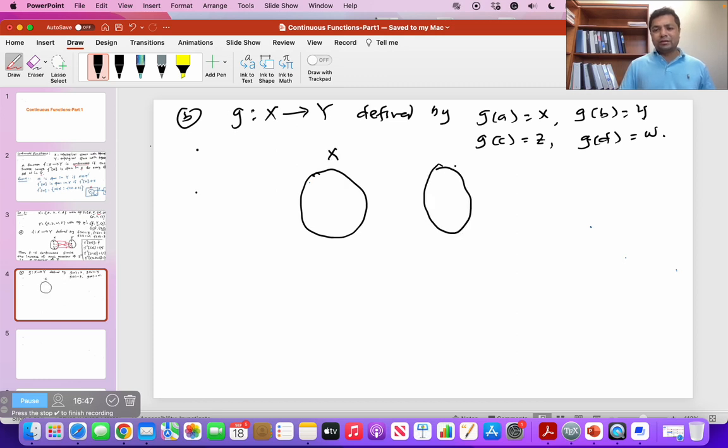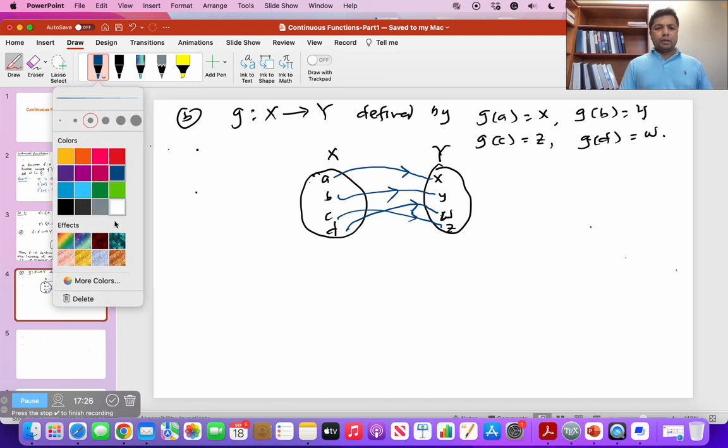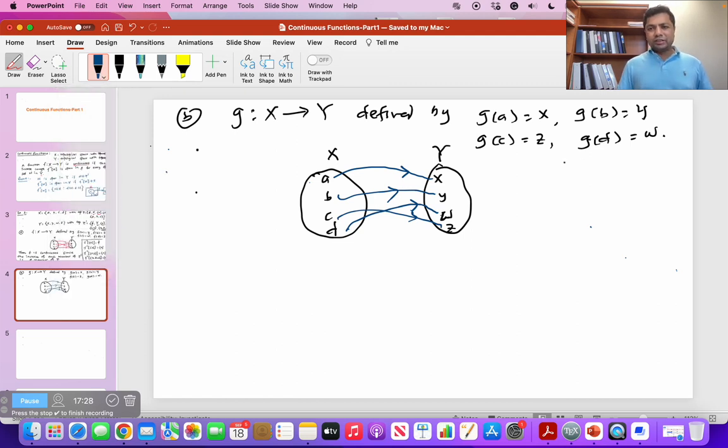Our function g is defined like this. Elements of X, which are a, b, c, and d, and elements of Y, which are x, y, w, and z. And then our function is defined by the image of a is x, image of b is y, image of c is z, and image of d is w. So this is how our function has been defined. Okay, so let's investigate whether this function is continuous or not.